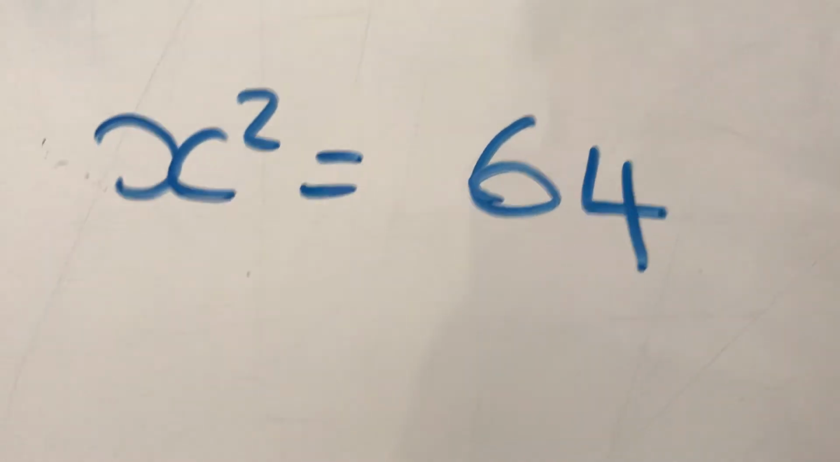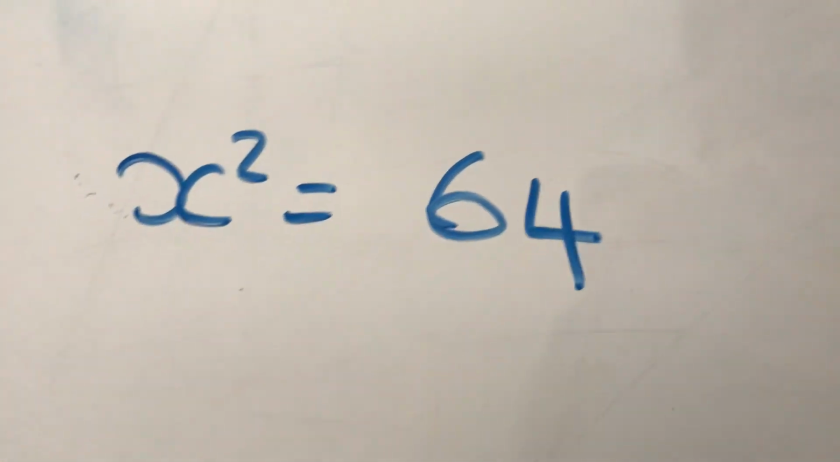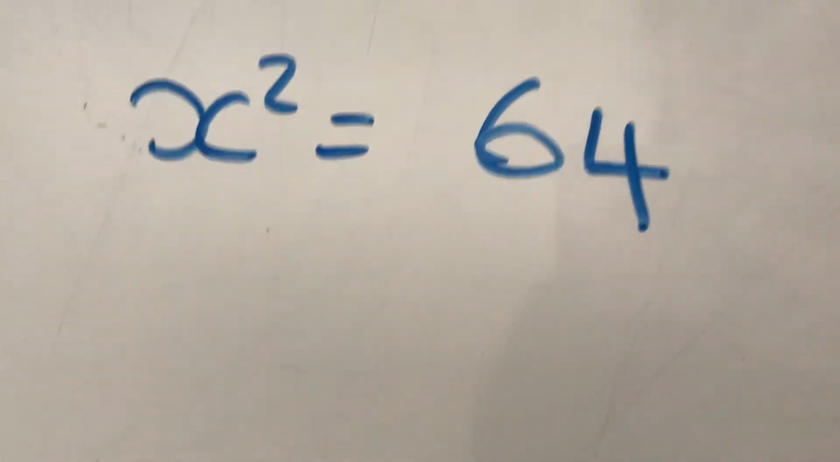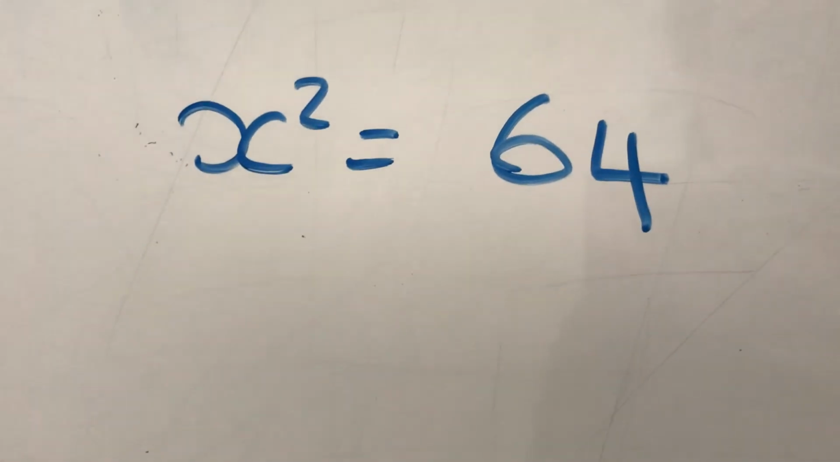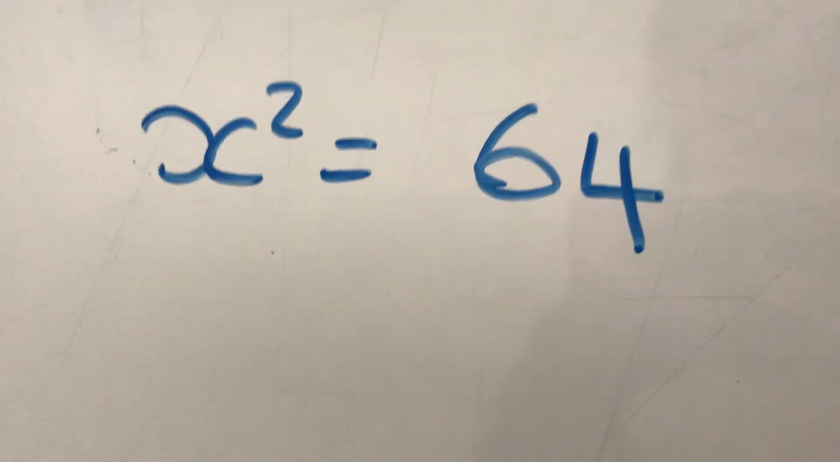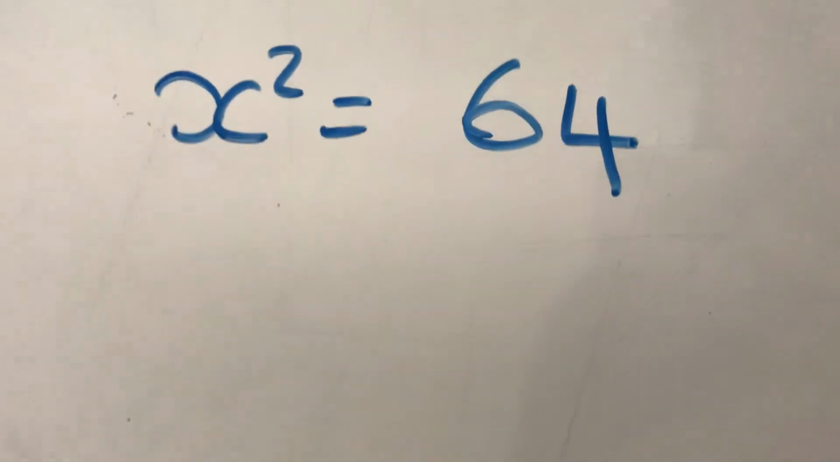And finally, x squared, that's little 2 there, means the power of 2 or squared. So x times itself. So x times x equals 64. Again, we know x can be any number. And we know that x, when multiplied by itself, equals 64.